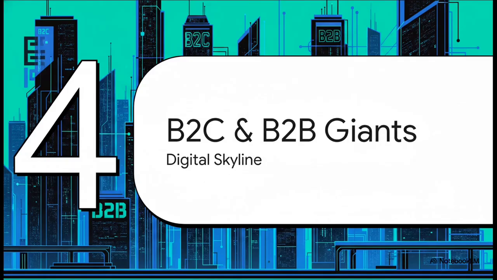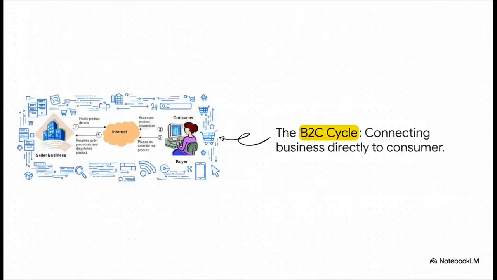Section 4. B2C and B2B giants, forming our digital skyline. This cycle brilliantly maps out the complete direct-to-consumer flow. It looks pretty simple at a glance, but there is a lot happening here. The seller business hosts its product details on a virtual storefront. Then, through the internet, the buyer accesses that information and places an order. The internet routes that order right back to the seller, who processes it and dispatches the product. This model brings global reach to small companies, slashes operational costs, and gives immense convenience to the customer with easily searchable content and digital shopping carts.